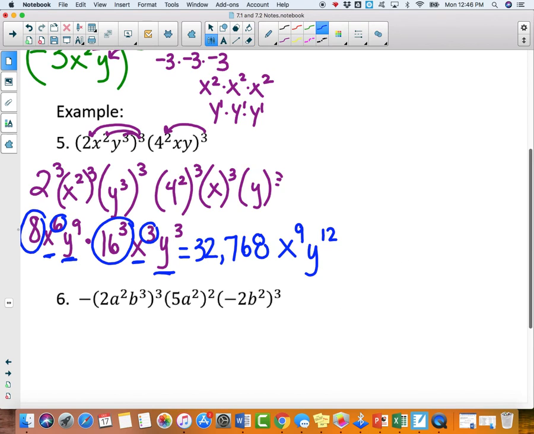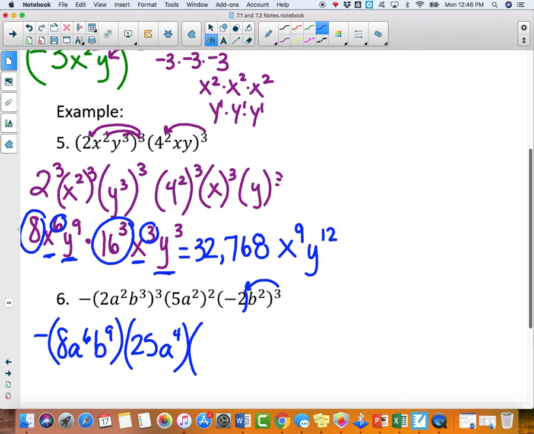Okay. The last one, let's try this one. I have a negative. 2 to the third power is 8. A to the 2 times 3 is a to the 6th. B to the 3 times 3 is b to the 9th. Times, let's see, 5 squared is 25. A squared times 2 is a to the 4th. Negative 2 to the third, let's see, that's negative 2 times negative 2 times negative 2, which is negative 8. B squared to the third is b to the 6th.